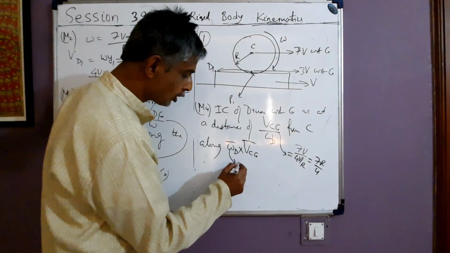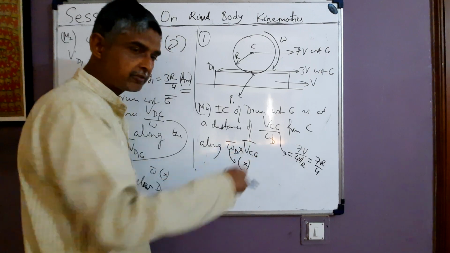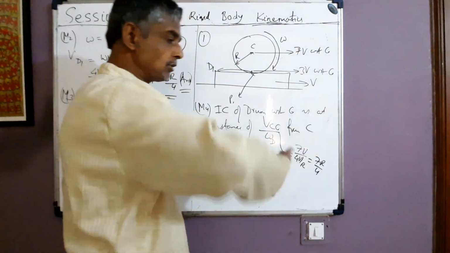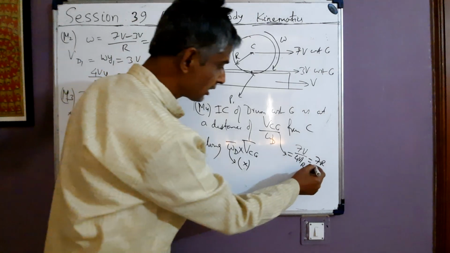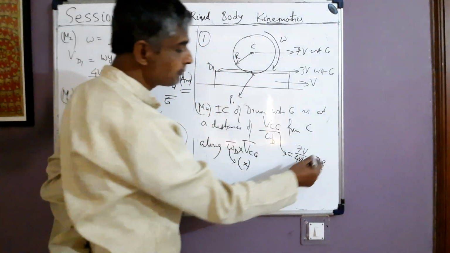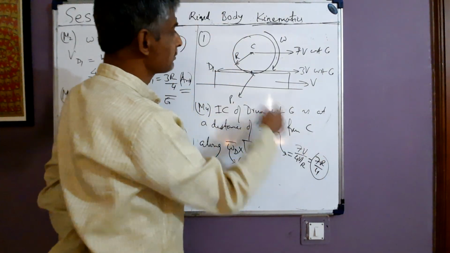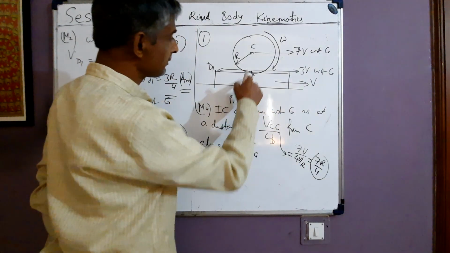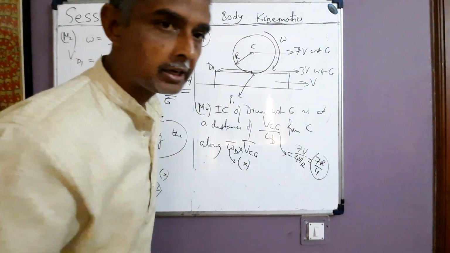Along the direction omega d cross VCG. Omega of the drum is clockwise, so the direction is into the plane of the board. And VCG is rightward. Omega is inward, VCG is rightward, so omega cross VCG is downward. So the IC of the drum with respect to ground is at a distance of 7r by 4 below C, that is 7r by 4 minus r, 3r by 4 below D1. Same answer we have obtained again.